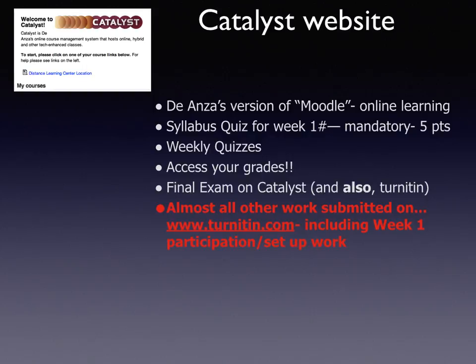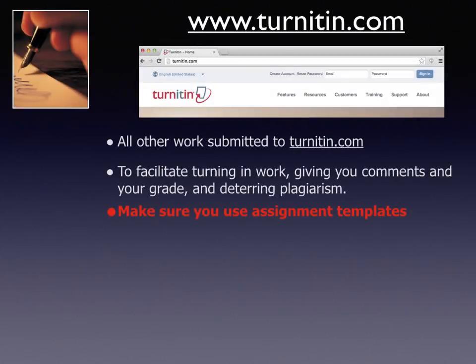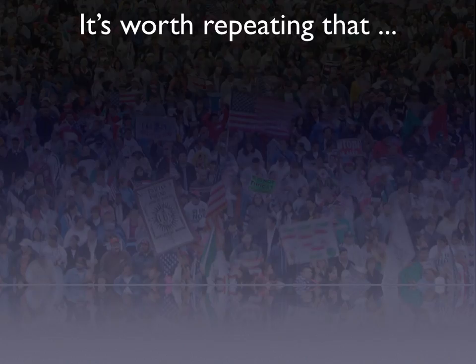I want to emphasize that the Catalyst website is the place where you will be taking your reading quizzes. You can access your grades, and then you'll take your final exam on Catalyst, but then turn it in not only on Catalyst, but also on Turnitin. Almost all your other work is submitted on Turnitin.com, including the Week 1 participation assignments and setup work. When you're turning work in on Turnitin.com, make sure you use the assignment template. And if you look on the YouTube channel, you'll find a short video that shows you how to download, fill out, and upload your assignment templates.